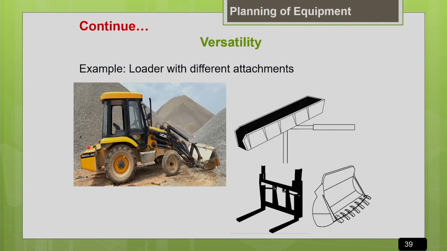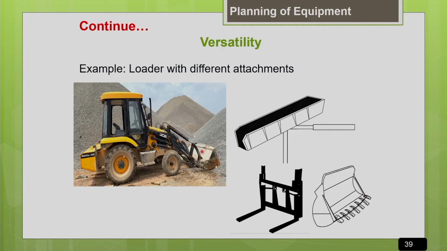You can see the loader with the different attachments. For different applications, you can change the attachments and make it more versatile. Okay, so you can see the loader with the front end, back end here. So as everyone knows, the loader can be used as a hauling equipment for a very short distance of say up to 100 meters, and it is good at excavating material at or above the ground level. This is the best choice. Depending upon your material type, you can change the attachment.